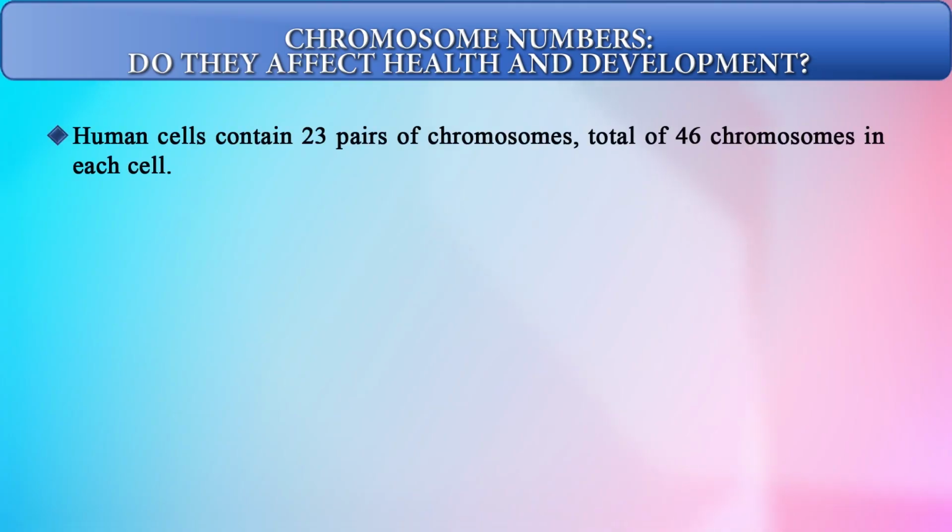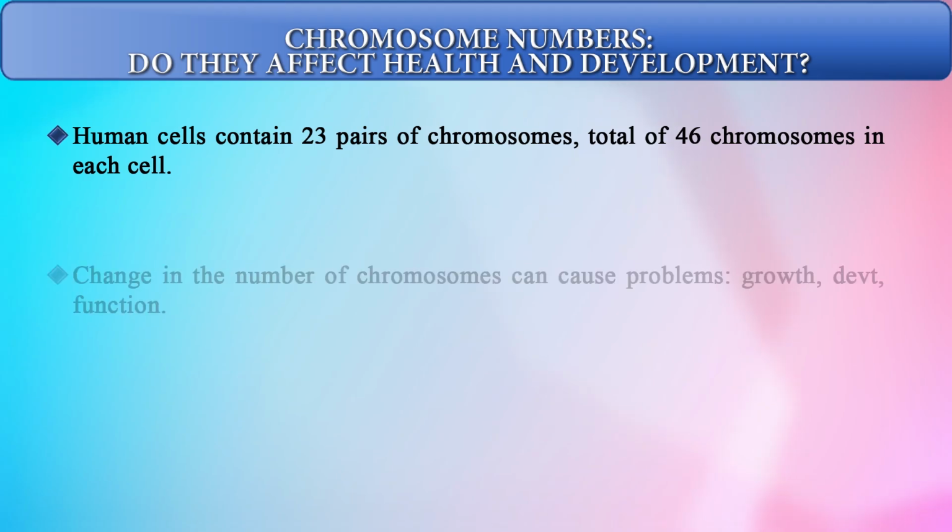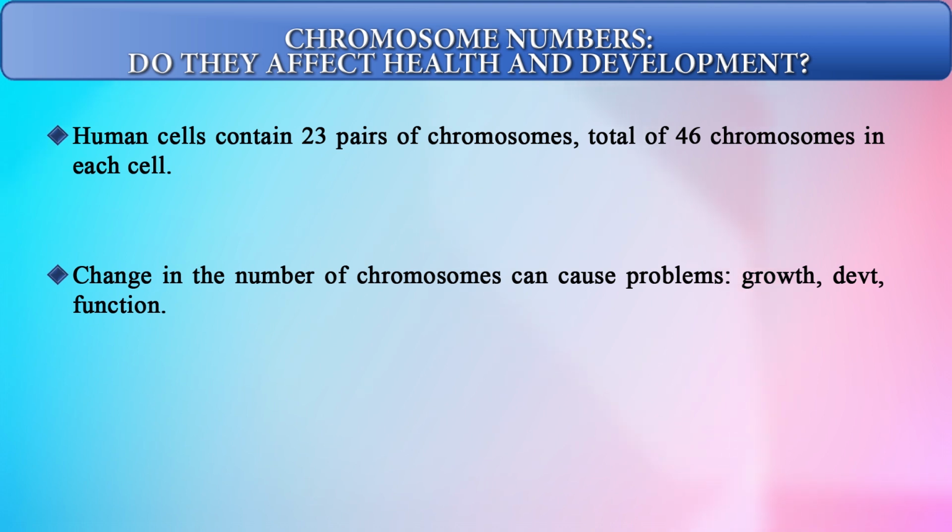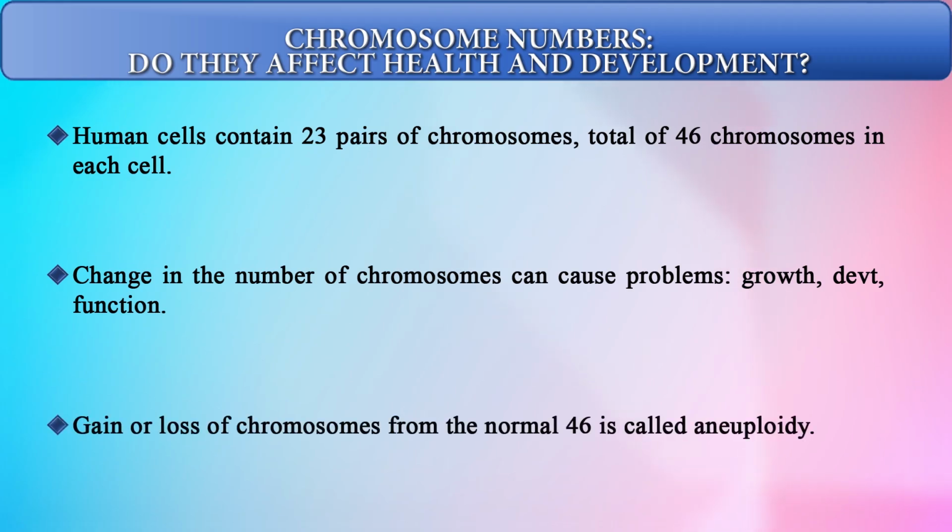Do chromosome numbers affect health and development? Human cells contain 23 pairs of chromosomes, a total of 46 chromosomes in each cell. A change in the number of chromosomes can cause problems in the growth of the cell, in the development, and also in the function of the fetus that is being formed. There can also be a gain or loss of chromosomes from the normal 46, and that is called aneuploidy.